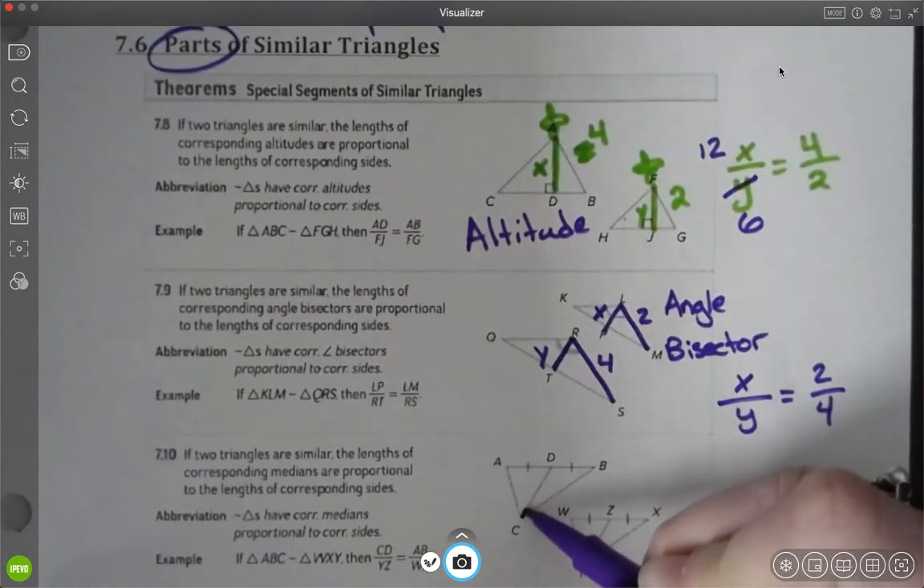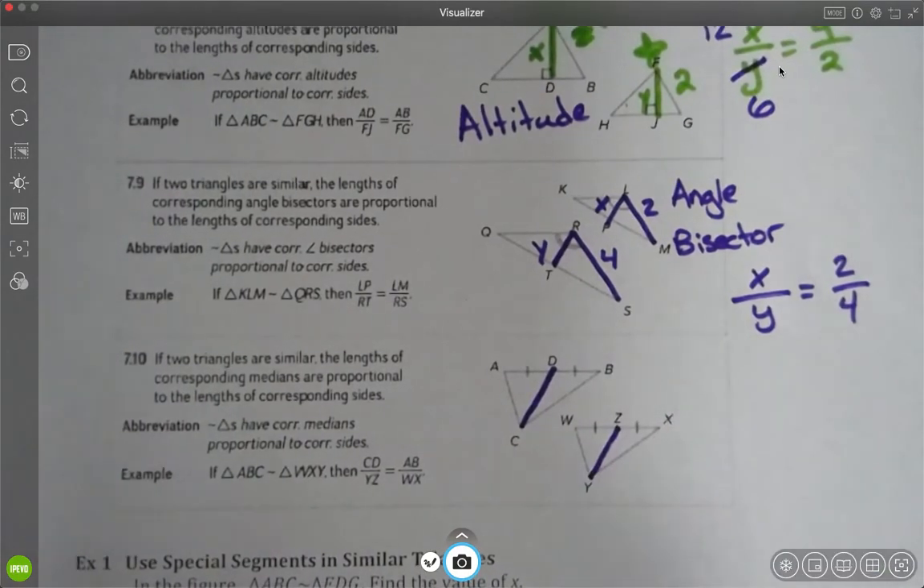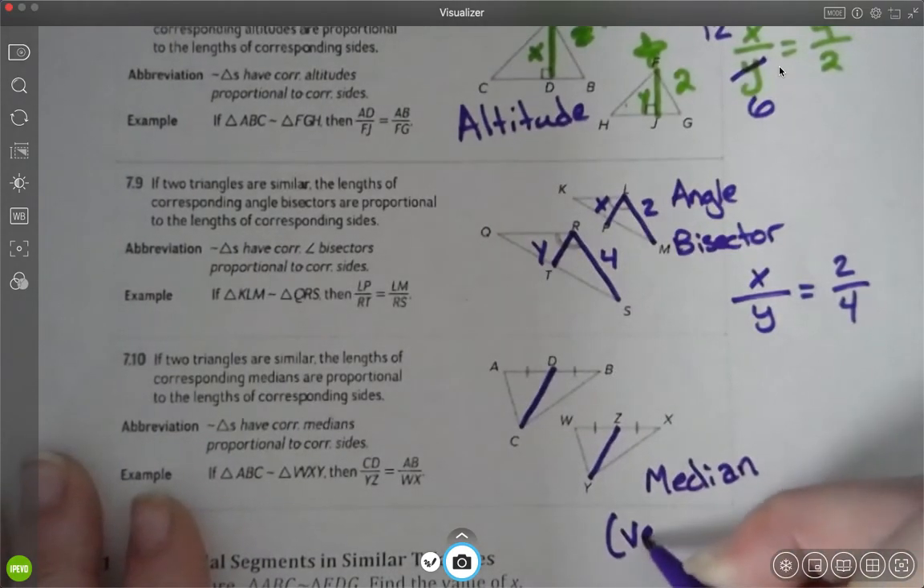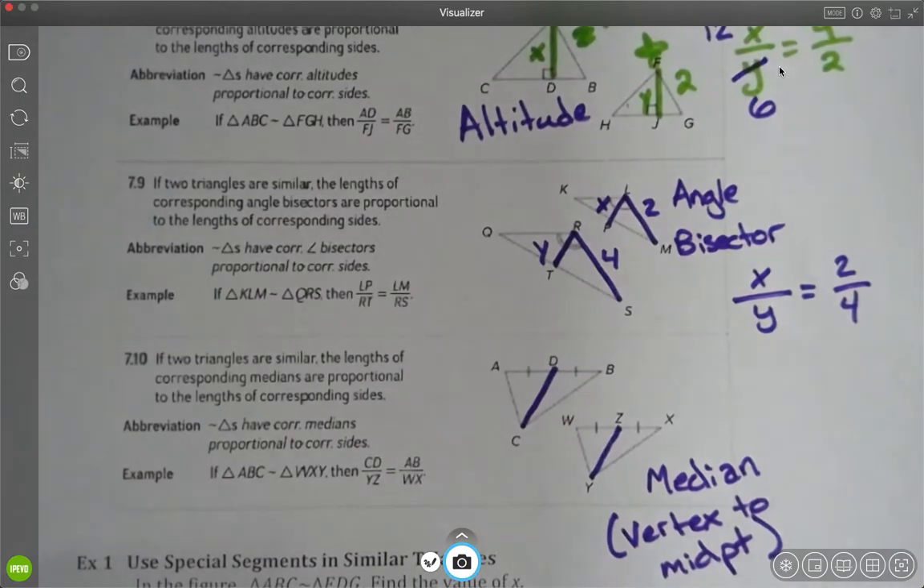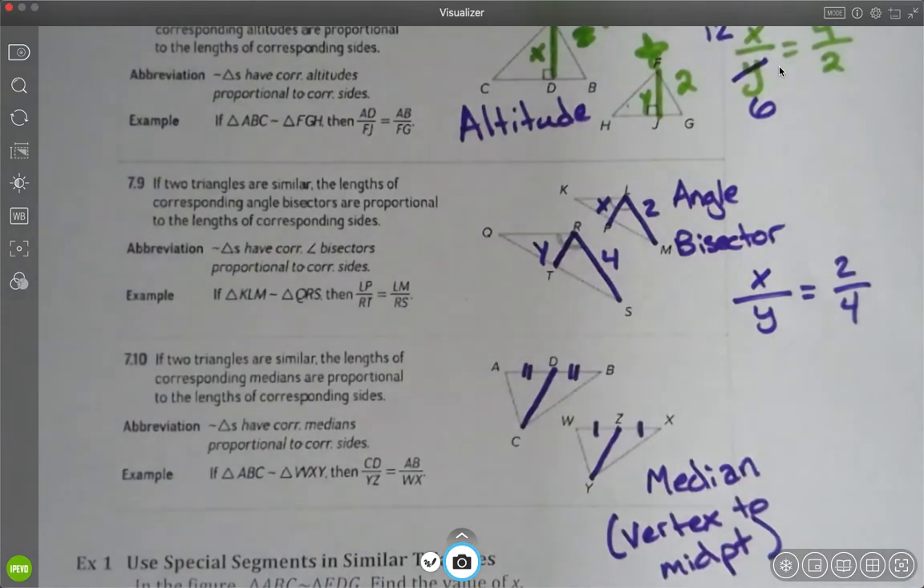What is this thing? What's that line? This one's a hard one. It's a median. The median goes from vertex to midpoint. How do I know that that's the midpoint of the opposite side? Because of these marks, right? That shows that these two sides are the same as each other, and these two sides are the same as each other. Now, are these sides the same? No, but they're the same as each other within each one of the triangles, right?